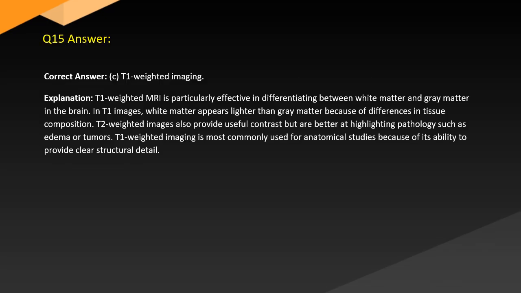Answer. Correct answer: C. T1 weighted imaging. Explanation: T1 weighted MRI is particularly effective in differentiating between white matter and grey matter in the brain. In T1 images, white matter appears lighter than grey matter because of differences in tissue composition. T2 weighted images also provide useful contrast but are better at highlighting pathology such as edema or tumors. T1 weighted imaging is most commonly used for anatomical studies because of its ability to provide clear structural detail.